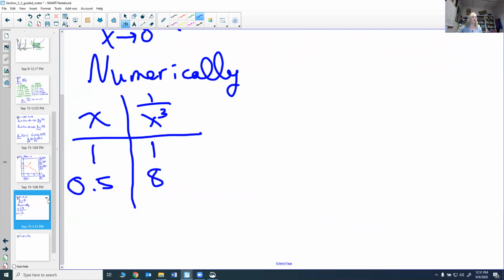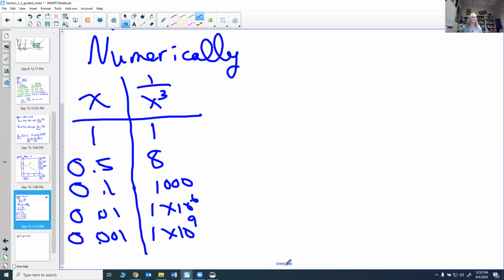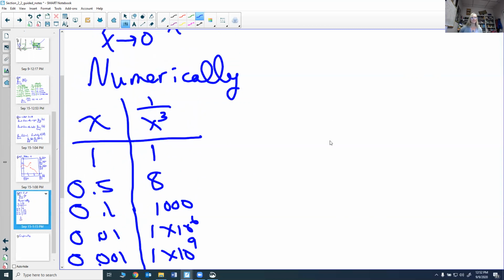When I put in 0.1, which is even closer to 0, I get 1,000. When I put in 0.01, I get 1 times 10 to the 6th, an even bigger number. Let's go even closer, 0.001, I get 1 times 10 to the 9th. One of the things you may notice is these numbers are getting really, really big. So you can think of these as heading towards infinity. Let's take numbers from the other side. That's from the right.